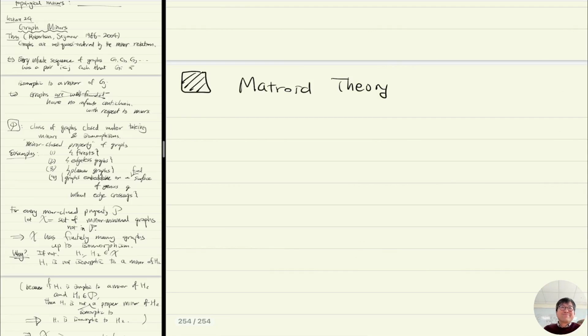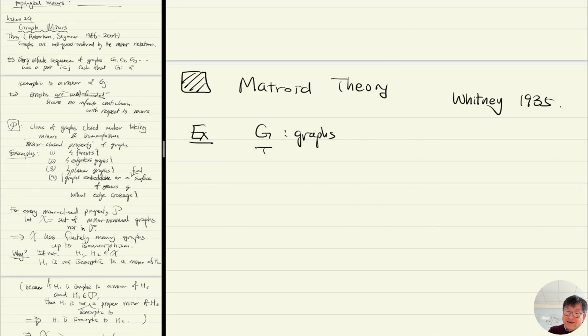So what are matroids? They were invented by the American mathematician Whitney in 1935. The paper is well written, it's written in English and it's well readable. Let me show you the examples. Take a graph G, and let's think of the set I of edge sets which don't include any cycles.